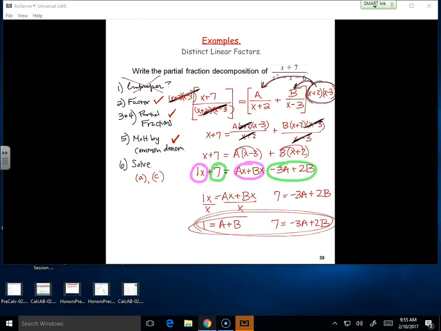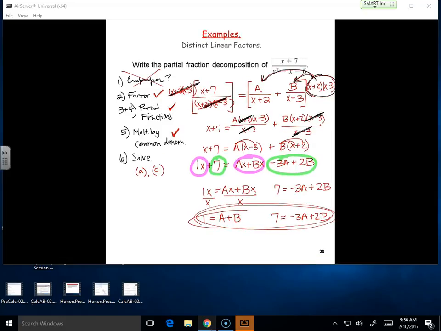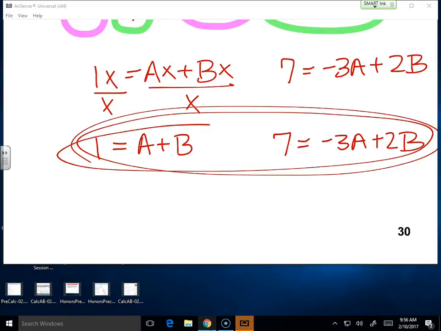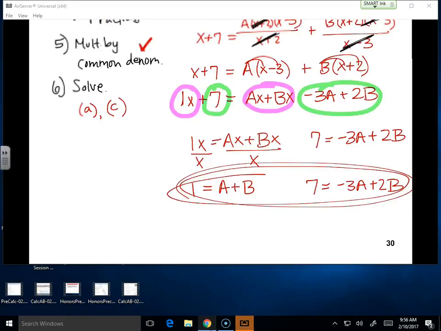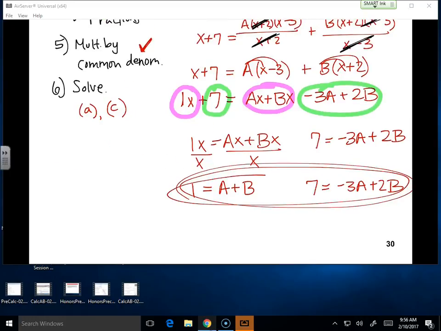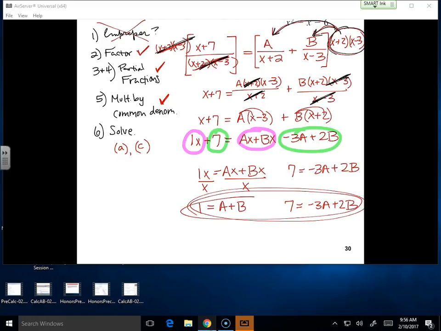Did we finish yesterday? Oh, we were so close. All we had to do was solve the system. What do you guys think? Substitution or elimination? Oh my goodness, you're so scared of these. All right, substitution.